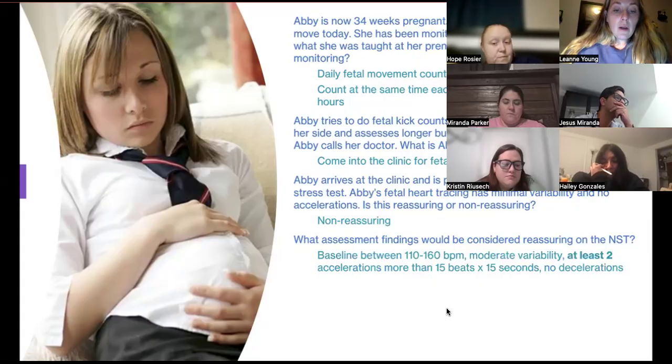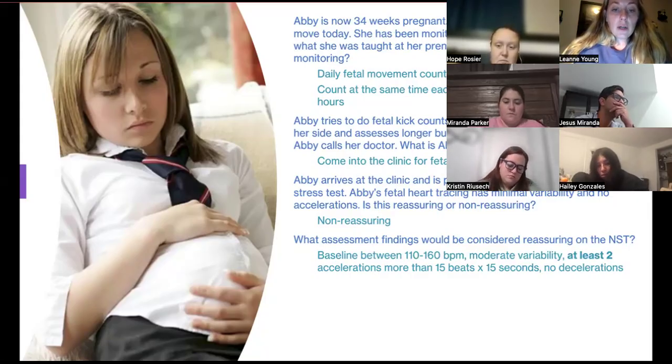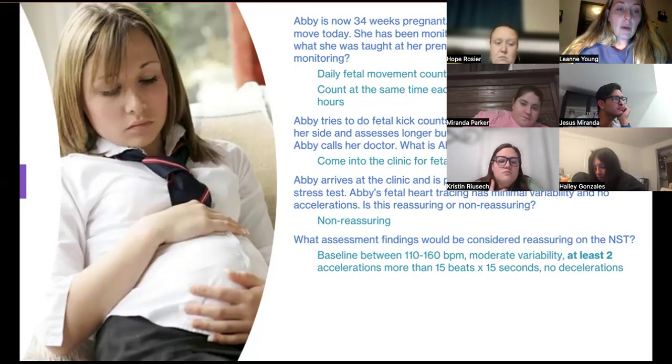So here are your guidelines for an NST, and I would definitely know these, okay? Because you might need to answer whether or not an NST is reassuring or not. So, baby's heart rate or baseline should be between 110 and 160 beats per minute. We should see moderate variability and at least two accelerations that last 15 by 15 seconds without any decelerations. That would be a reassuring NST.